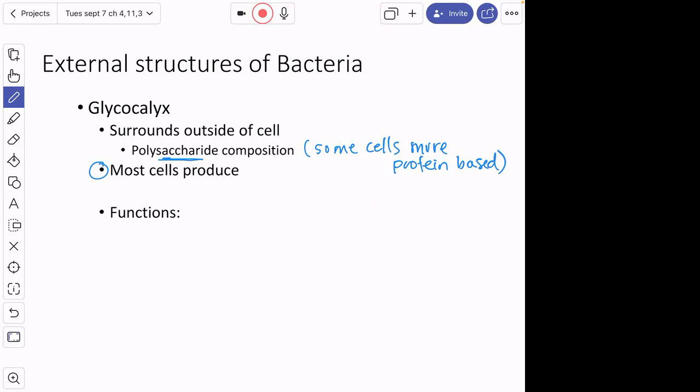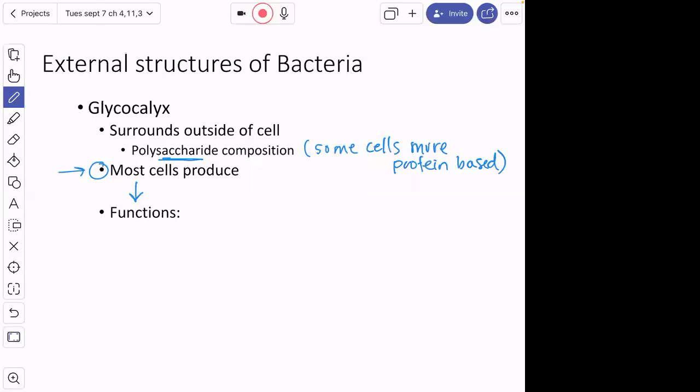And that is important when we're thinking about staining cells and trying to see the glycocalyx, because these polysaccharides are not charged. And usually when we're using stains, the reason they stick is because unlike charges attract. So if you're trying to see something that doesn't have a charge, it becomes more difficult to actually stain it. Okay, so we'll get to that in a minute. But like I said, most bacterial cells produce some kind of glycocalyx, whether it's a really thick one or a really thin one, because it does have so many advantages to the bacterial cell.